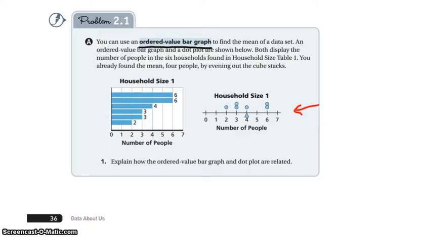Okay, so the first question is to explain how the ordered value bar graph and dot plot are related. And how they're related is it shows us the frequency of each point of the information. We can clearly see that one person had exactly where the mean was. We can clearly see that there are 2 people that have 6. Okay, so this is basically giving us the same information in two different ways. Both of these will work for showing our information. All right, so that's how they're related. They're each showing us the information as a picture.